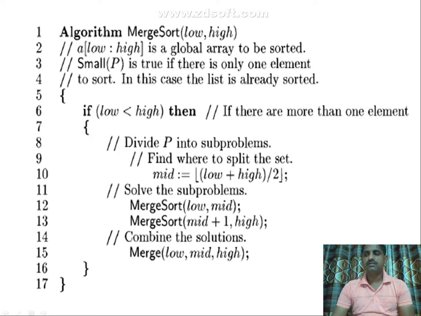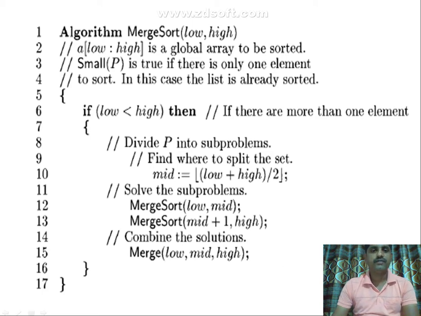See, the algorithm for merge sort: a of low colon high is a global array to be sorted. If small of p is true, if there is only one element to sort, in this case the list is already sorted. Here the algorithm merge sort of low comma high has two parameters, one is low and the second one is high.